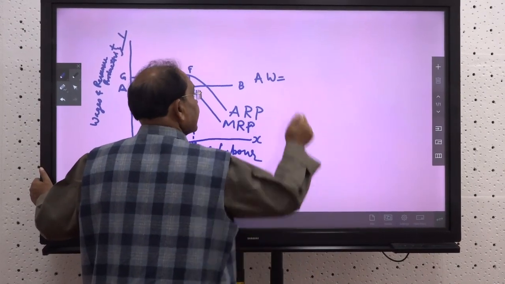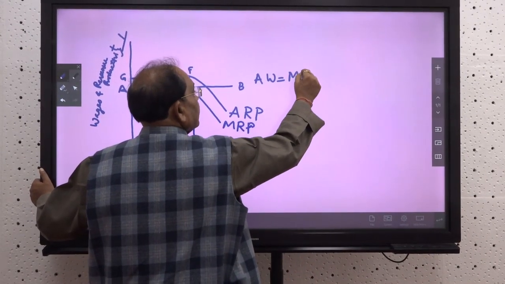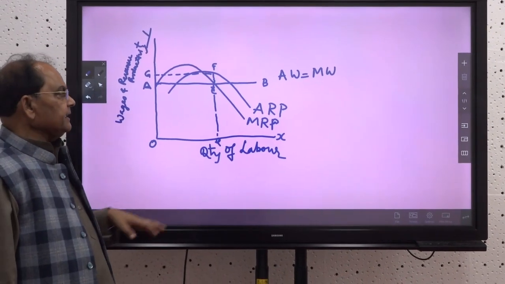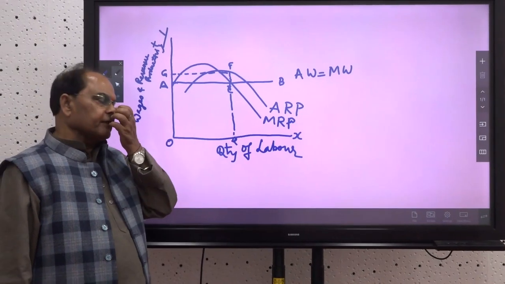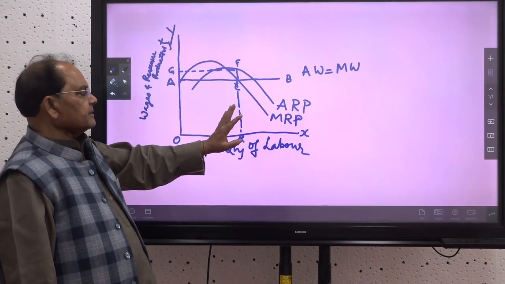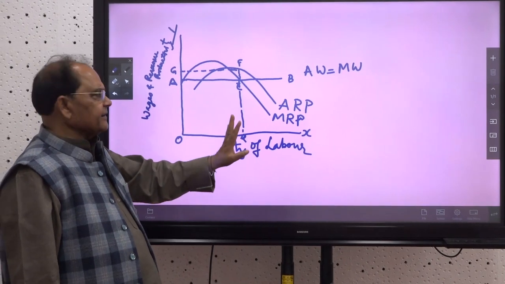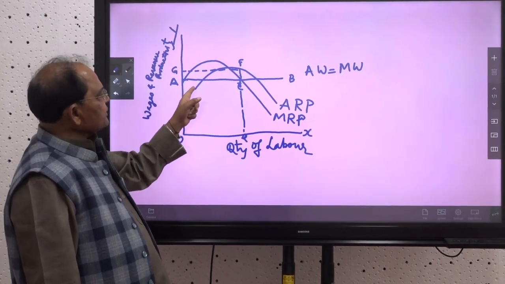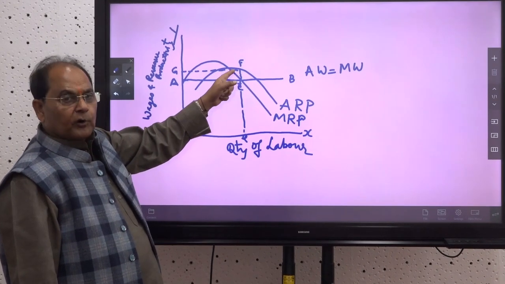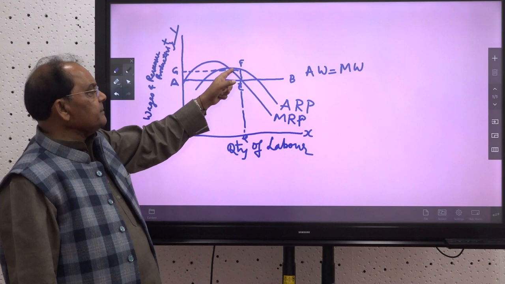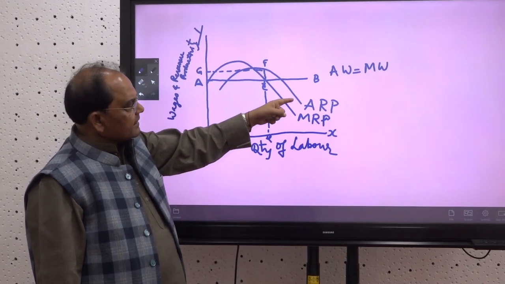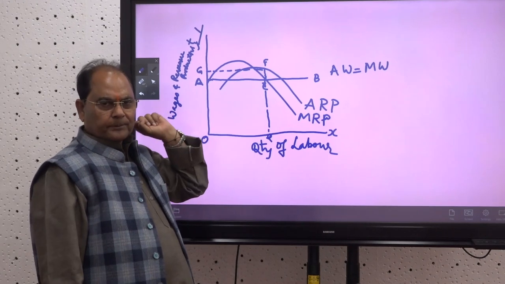Average wages are equal to the marginal wages. And then we have these revenue productivity curves of labor. The revenue productivity curves of labor have that standard shape, wherein initially it rises, goes till a point, and then the law of diminishing returns starts operating, and as a result it starts coming down and goes down.